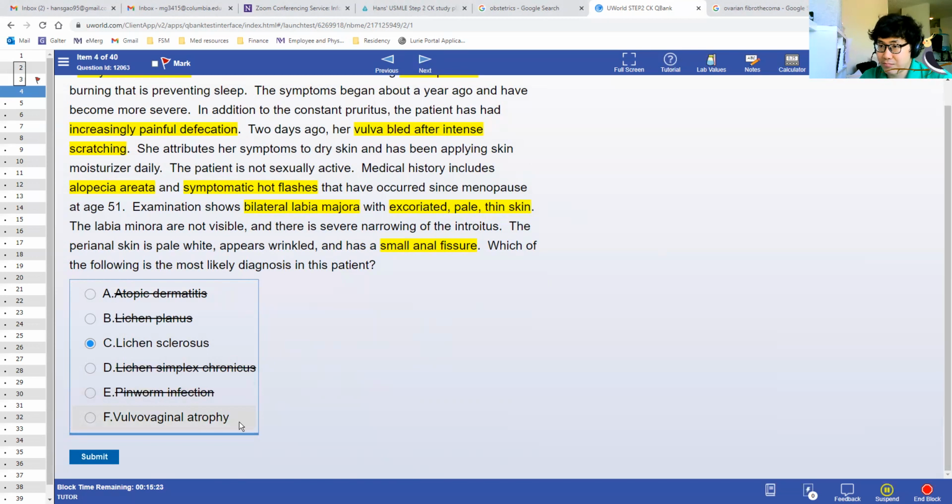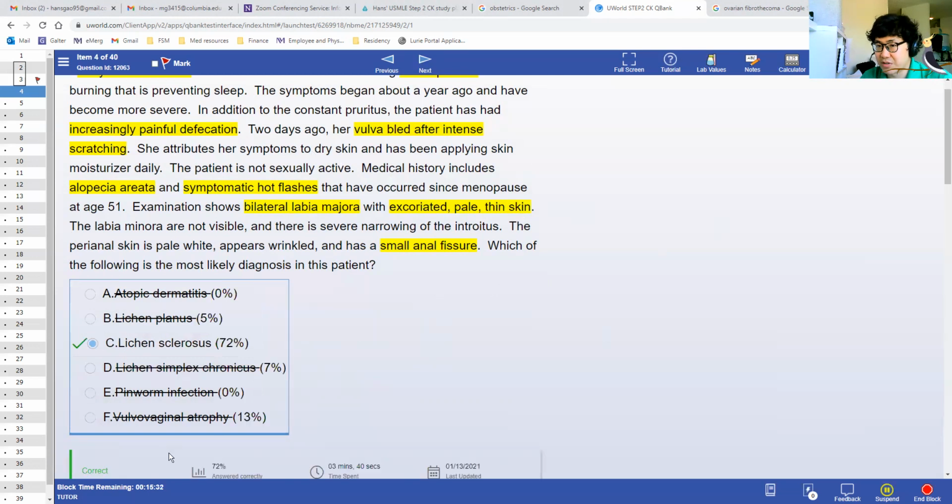Vulvovaginal atrophy, I kind of discussed this earlier. It'll be limited to the vulvovaginal area. If they hadn't mentioned the anus, I would have picked that, but I'm going to go with C because they also mentioned the anus.